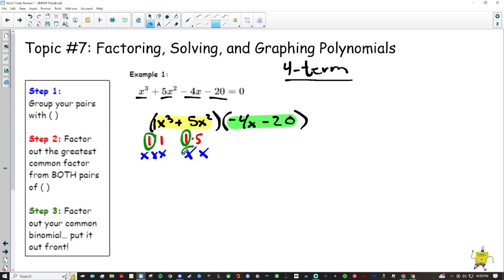And I can take away 2 x's from both terms. After doing this, I'm going to take my greatest common factor, which is 1xx, or 1x squared, and I'm going to put it out front. Leaving me with 1 divided by 1 is 1. If you look, it's just your numbers that aren't circled. 1x. And 5. Positive 5.